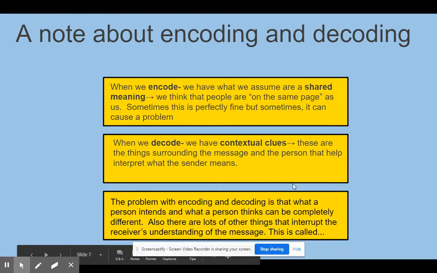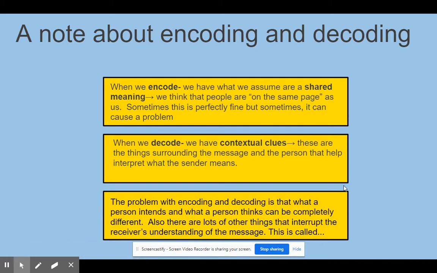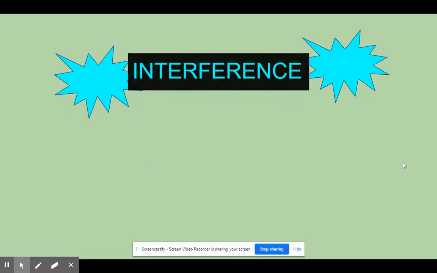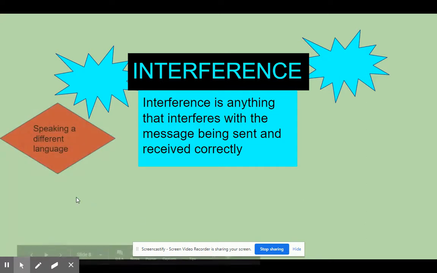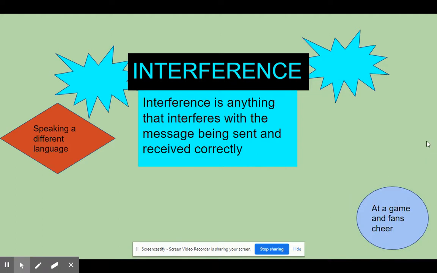Okay. The problem with encoding and decoding is that what a person intends and what a person thinks can be completely different. Also, there's lots of other things that interrupt the receiver's understanding of the message, and this is called interference. Interference is anything that interferes with the message being sent and received correctly. There are a lot of different things: psychological, physical, shared meaning, things like that. So we could have speaking a different language. Obviously, there's interference there if we don't speak the same language. If we're at a baseball game or football game and the fans are too loud and you can't hear, that would be interference.